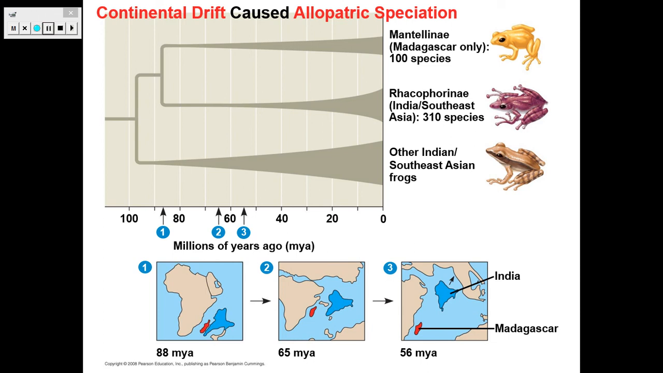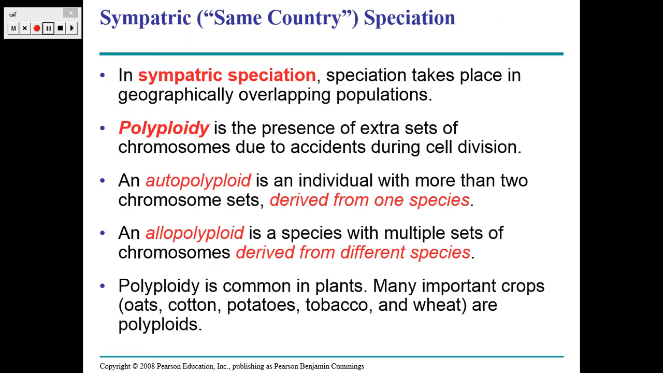But this is an example of how allopatric speciation could occur, and I'm sure you can think of some others as well. Okay, let's look at the other type. The other type, I think, is a little bit more complicated because it's sym. The sym is the Greek root, and that means together. So that's where we get the same country name from.